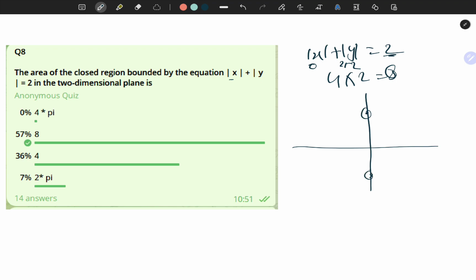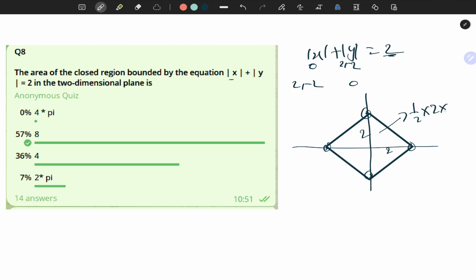Again, if y is 0, so x can be 2 and minus 2. So again over here. Now you can complete. This is a square. In case you don't know, no worries, we'll find the area of each triangle, okay? So this length is 2, this length is 2, so area will be 1 by 2 into 2 into 2, which will be 2, okay?